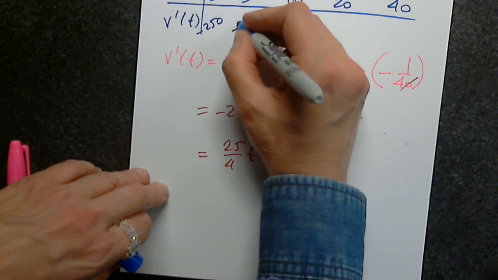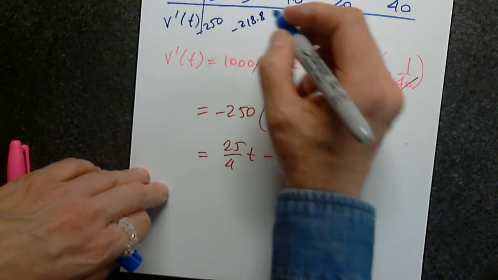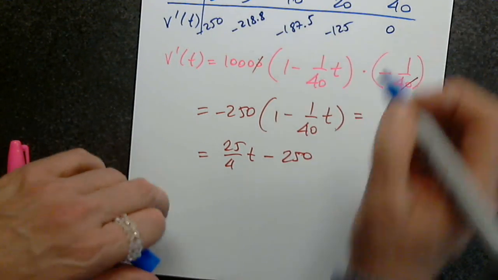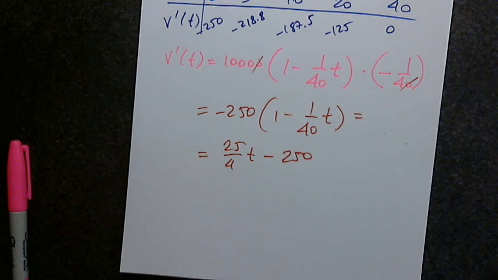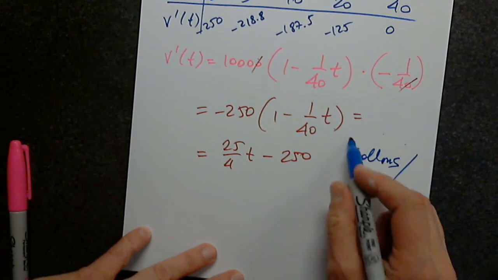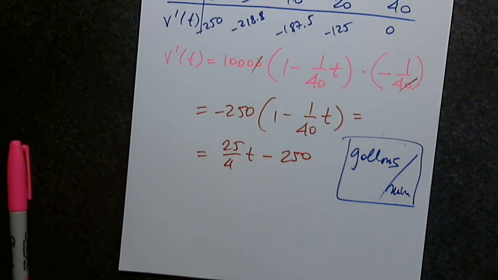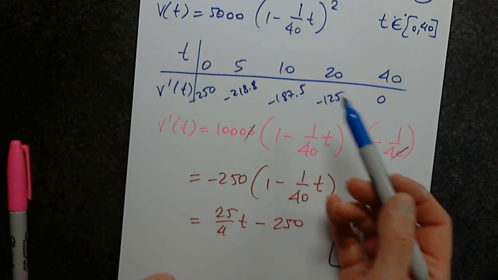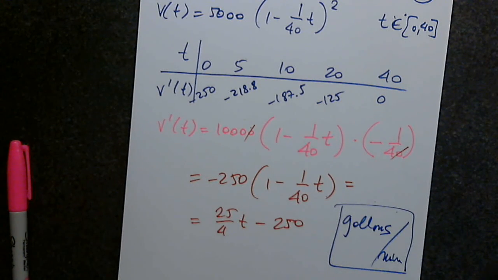At 5, -218.8, -187.5, -125, and 0. I did not write any measurement unit. So what is the measurement unit? Gallons per minute? Yes. Per minute. So this is the measurement unit for all those numbers: -250, -218.8, -187.5, -125. I didn't look at the decimal part.